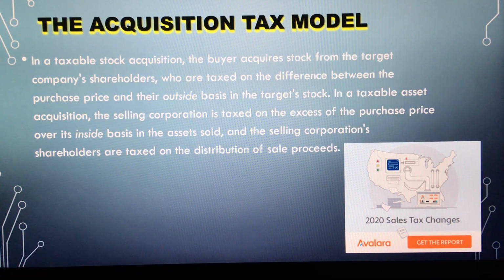The acquisition tax model. In a taxable stock acquisition, the buyer acquires stock from the target company shareholders, who are taxed on the difference between the purchase price and their outside basis in the target stock. In a taxable asset acquisition, the selling corporation is taxed on the excess of the purchase price over its inside basis in the assets sold, and the selling corporation's shareholders are taxed on the distributions of the sale proceeds.